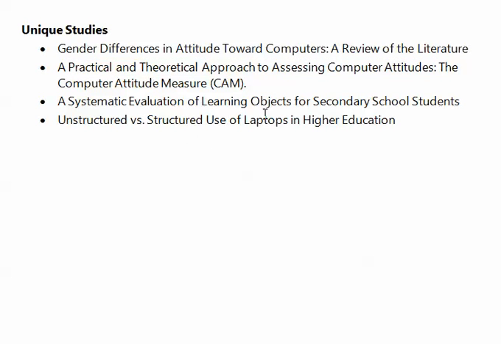A systematic evaluation of learning objects for secondary students. So when you're doing a large-scale literature review, or an assessment, you might say a systematic or comprehensive evaluation. And then if you're comparing something, in this case, unstructured versus structured use of laptops in higher education, you might be doing a comparison study. Those are more specialized studies.